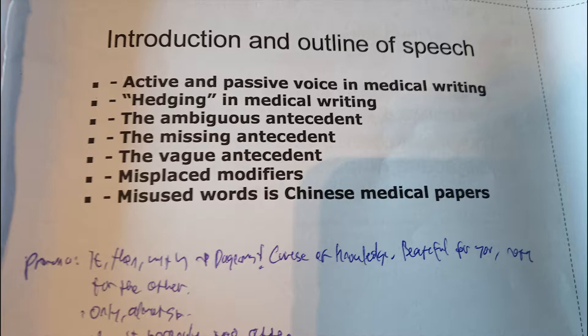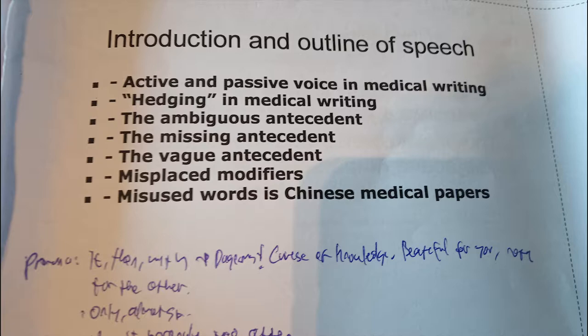I then want to talk about pronouns and antecedents, three types of pronoun mistakes that I see in medical papers. I'll give you examples from real medical papers as well. Very often, when you use a pronoun like it, they, them, that, which, you always know exactly what you mean because it's your paper, but nobody else knows. And that's the problem with pronouns.